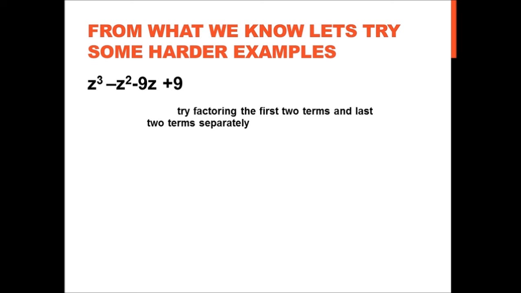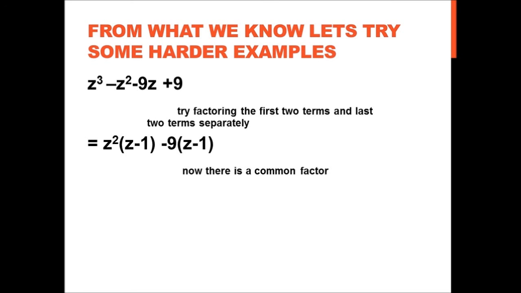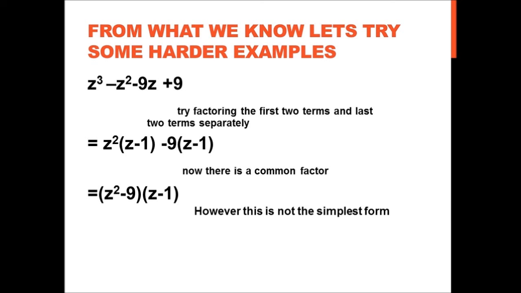From what we know, let's try some harder examples. Try factoring the first two terms and last two terms separately. Now there is a common factor. However, this is not the simplest form. z squared minus 9 is a difference of squares.